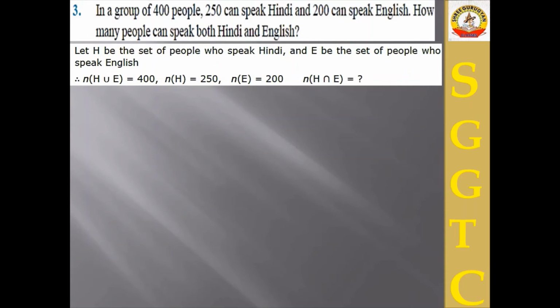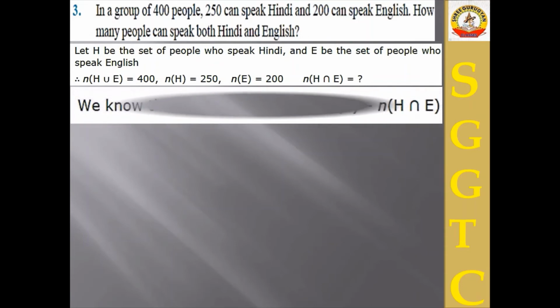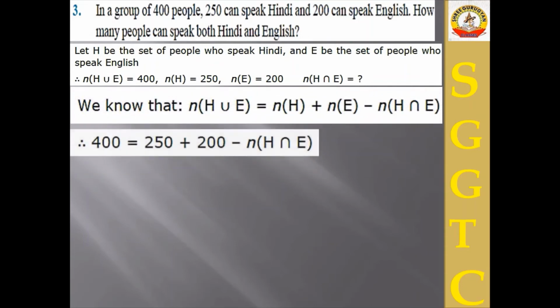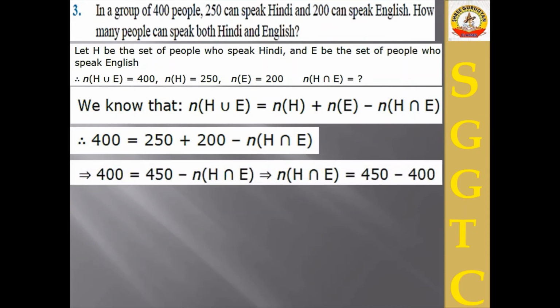N of H union E is given as 400, N of H is 250, N of E is 200, and my target is H intersection E. Why is intersection written? Because the question asks for Hindi and English. Now applying our standard formula, putting in the values and calculating, you definitely get N of H intersection E is equal to just 50. These 50 are the common people who speak both Hindi and English.